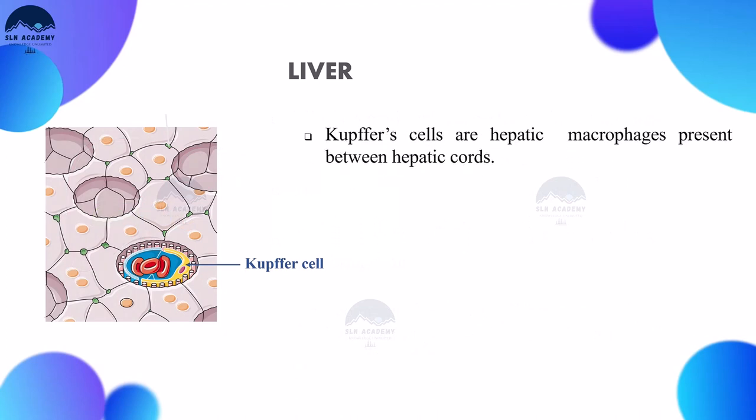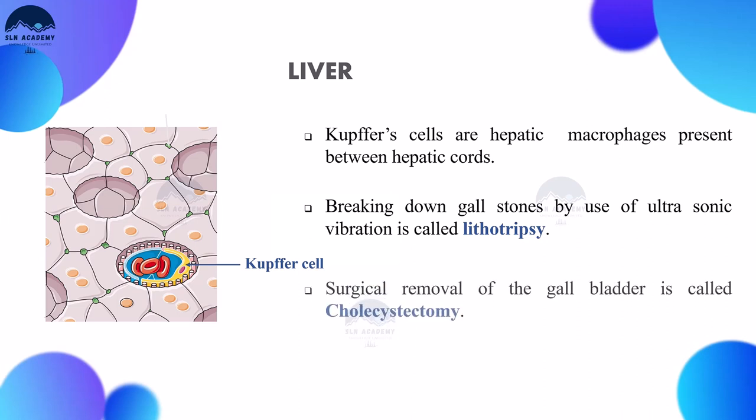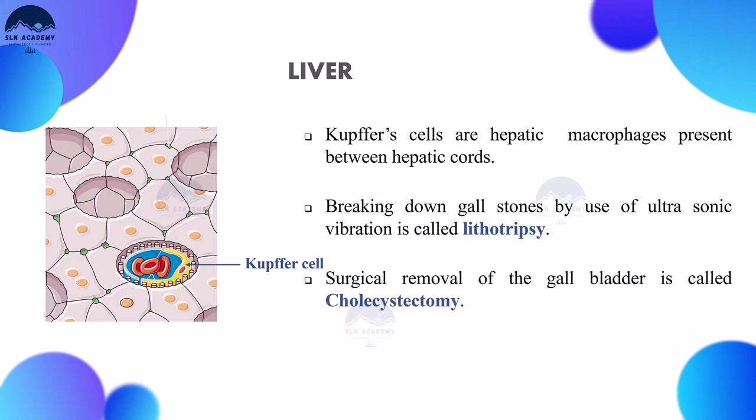Kupffer cells are hepatic macrophages present between hepatic cords. Breaking down gallstones by use of ultrasonic vibration is called lithotripsy. Surgical removal of gallbladder is called cholecystectomy. Retarded function of liver can cause jaundice.